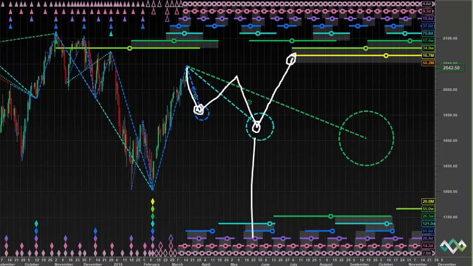Then we're going to get another move up for the zigzag for the 20-week cycle, and we're going to get that. So those zigzags are telling us to expect that kind of a price movement over the next several months.